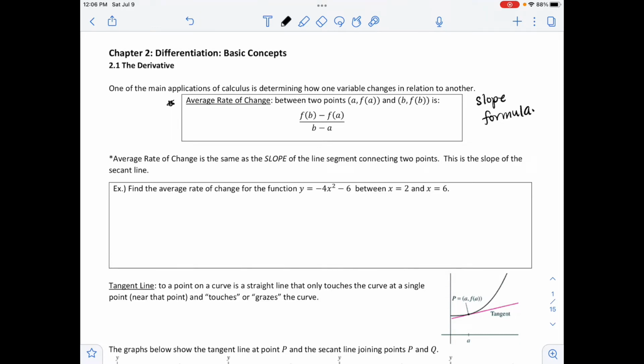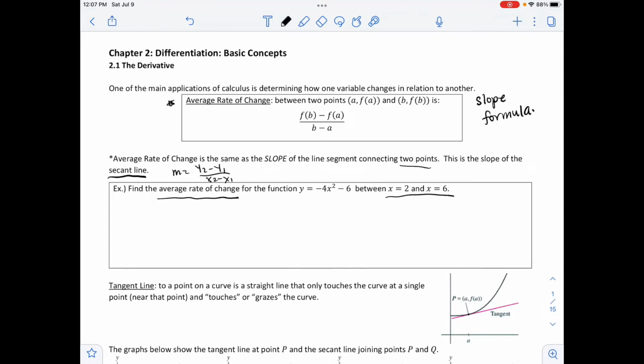That is, the slope of the secant line is going to be our m equals y2 minus y1 over x2 minus x1. And again, this is the slope of a secant line, and it's also what you get by connecting 2 points with a straight line. So the example right below says find the average rate of change for the function y equals negative 4x squared minus 6 between x equals 2 and x equals 6.